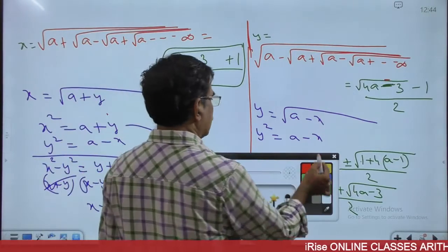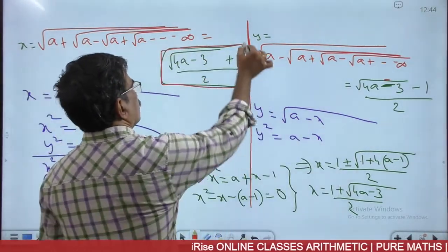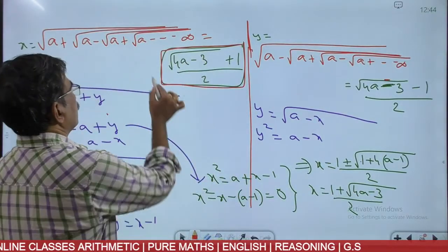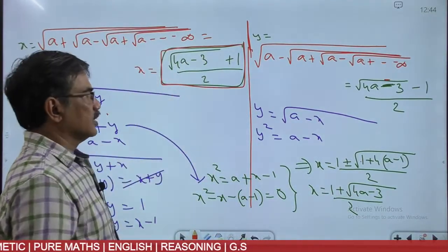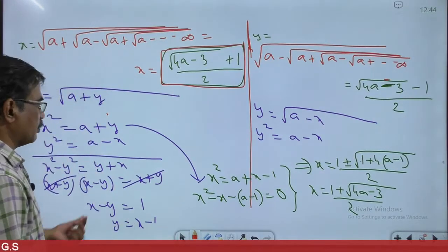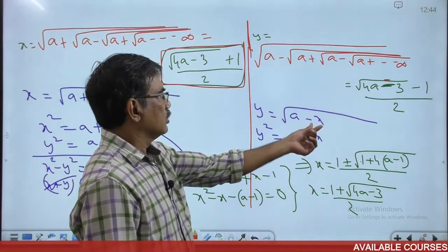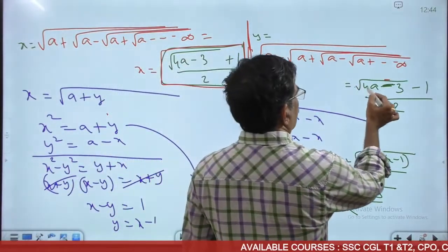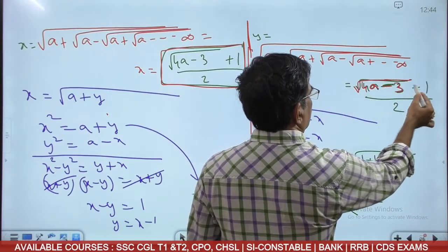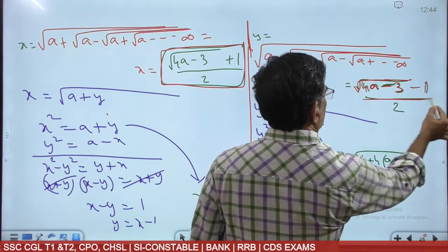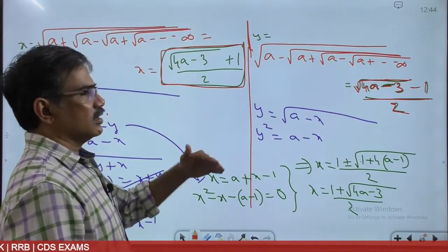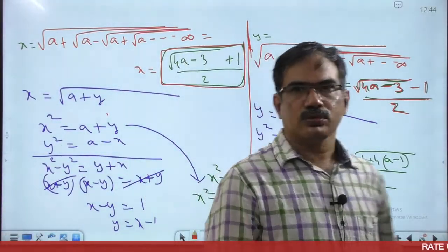Okay, the answer is this one, root of 4a minus 3 plus 1 by 2. This is the x value. Similarly, to find the y value, write x as y plus 1 and substitute here. We get this formula, root of 4a minus 3 minus 1 by 2. Same model. So this is the way of finding the answers for these two.